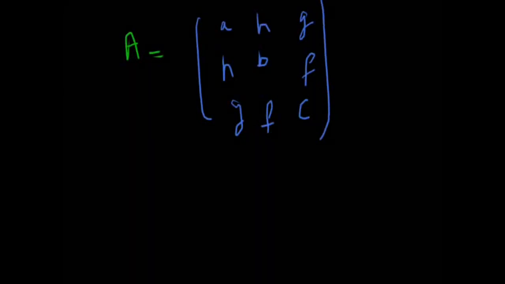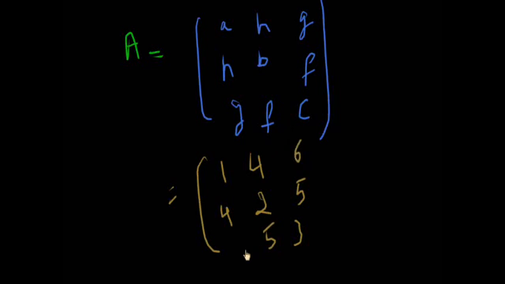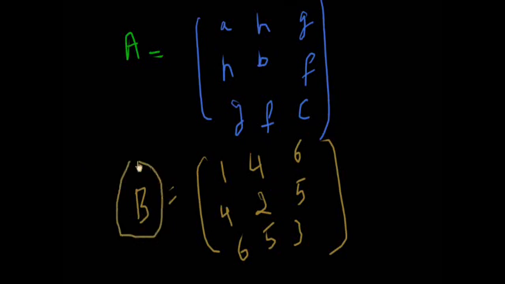We can put any amount in it. A means 1, B 2 and 3. We write here 4. We also write here 4. And we write here 5. We also write here 5. And suppose we are writing 6, and we write here 6. After this, if we calculate the transpose of B, it will be equal to B. And this type of matrix will be a symmetric matrix.